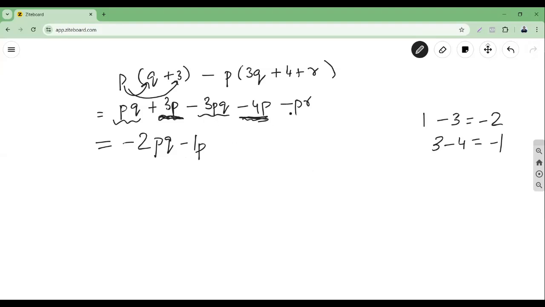So what else is left out? Okay, this is left out, correct? Remember, there is a minus sign. You should not miss that out. So it's a minus pr. So we have done the expanding in the first line. And the second line, we have done the simplifying. That means all the like terms we have added or subtracted according to the integer addition and subtraction. So this is going to be our answer.